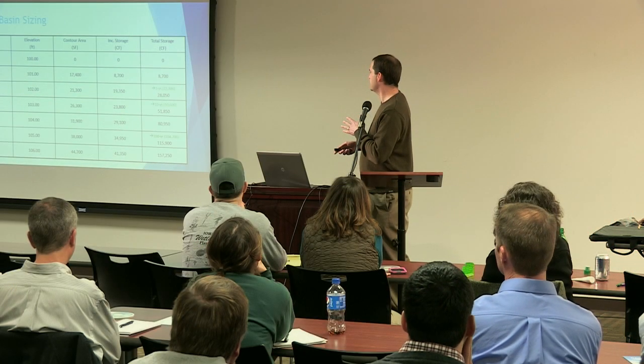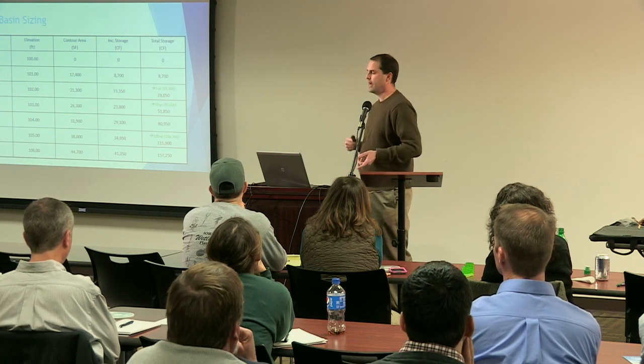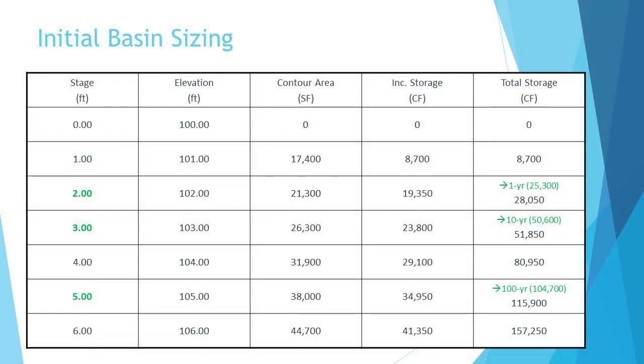And what I would actually say to you is, in practice, what I have seen is this is a good start, but I usually start by taking that number and adding 10%, because sometimes it's a little bit low. So really, if we figure we need 104,000, I designed a quick basin.